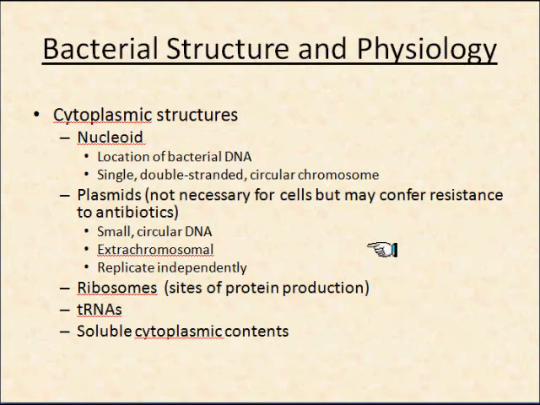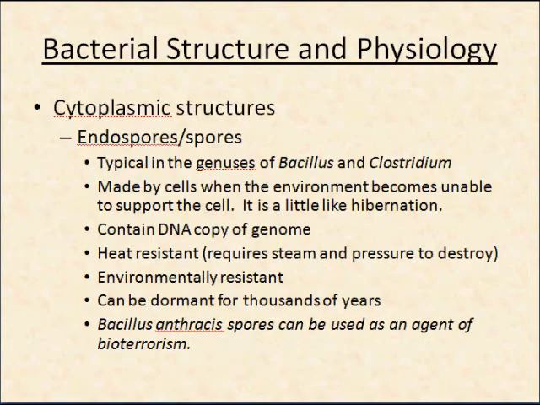We also, of course, see ribosomes. Every cell has protein production, and you have to have ribosomes for that. You also have to have transfer RNA to carry the amino acids necessary to make the protein. And then we have soluble cytoplasmic contents, which are going to include the amino acids, sugars, the electrolytes, other substances that the cell needs to survive.